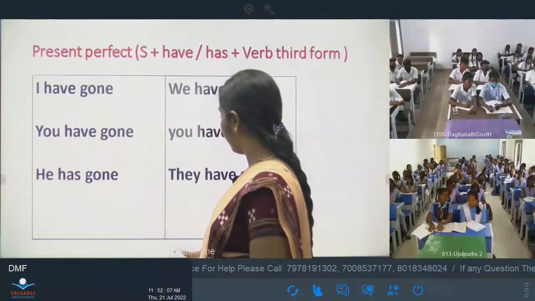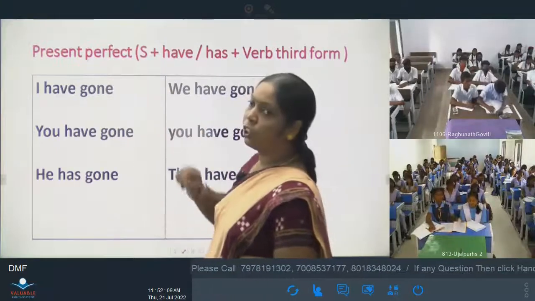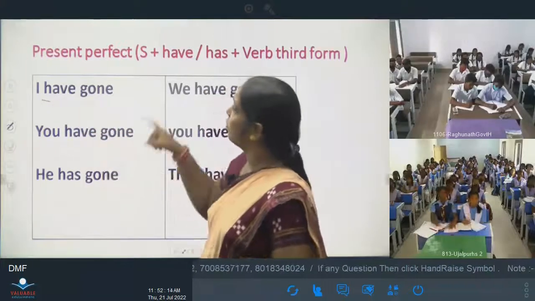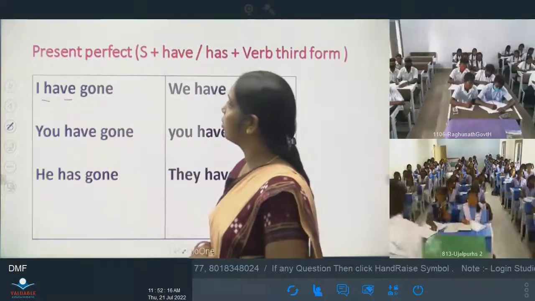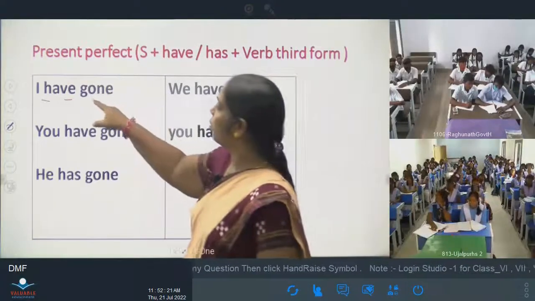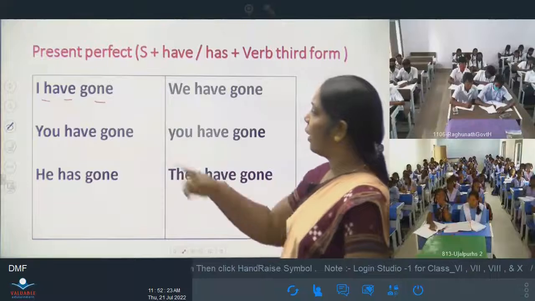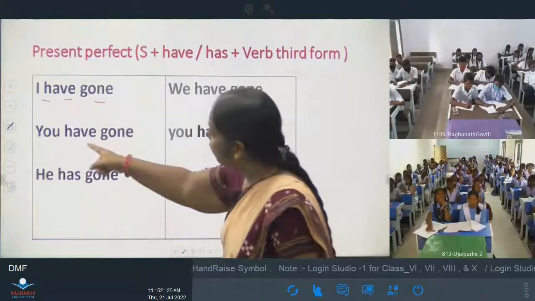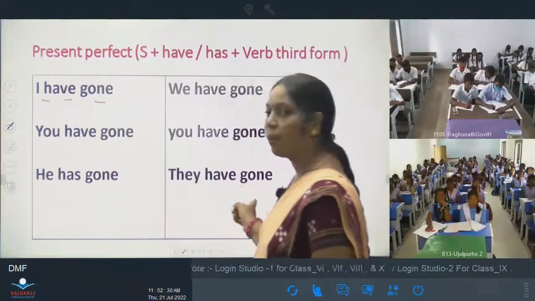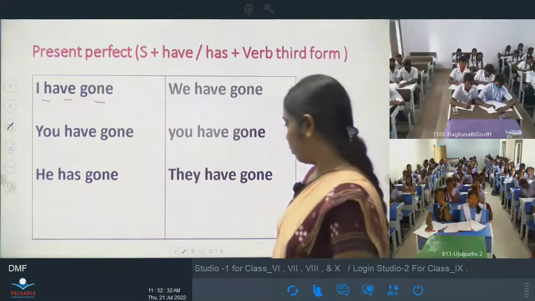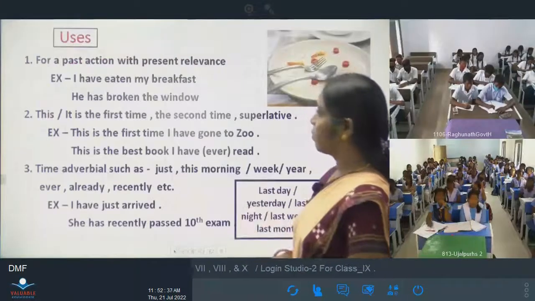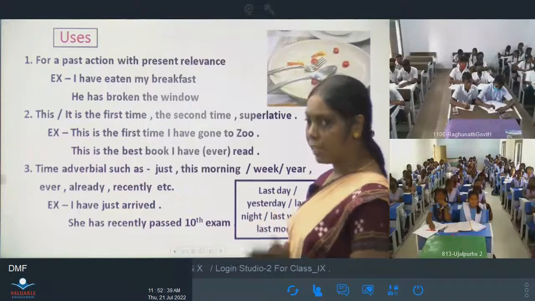Present perfect. The structure is here: subject, have or has, and the verb in its third form, gone. So the form is: I have gone, we have gone, you have gone, he has gone, they have gone. Now let us see its examples.